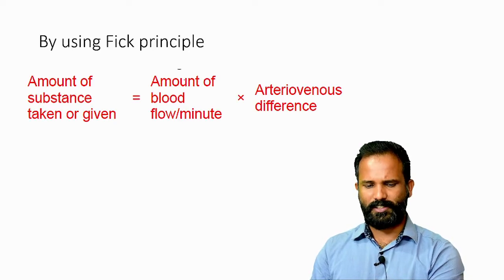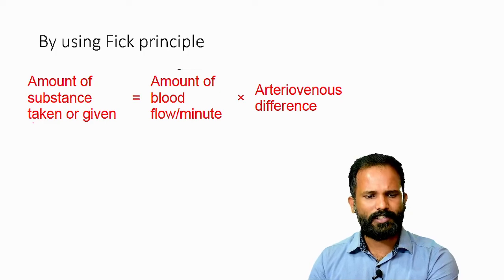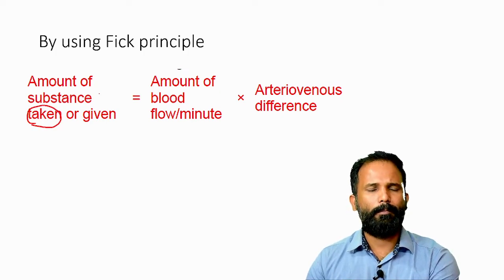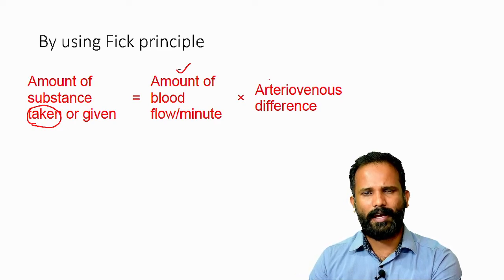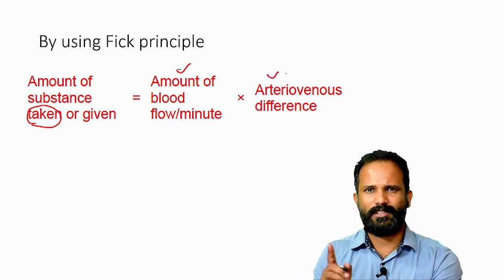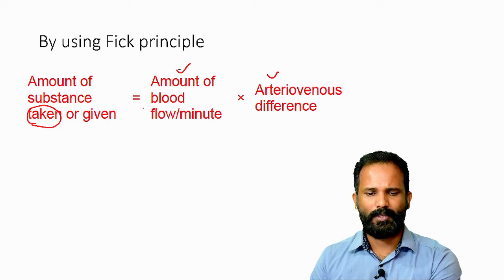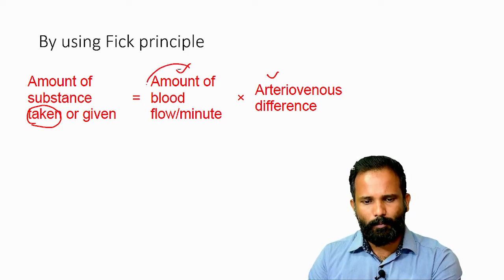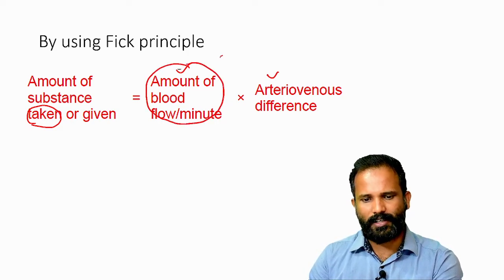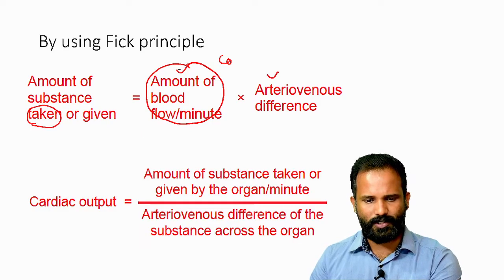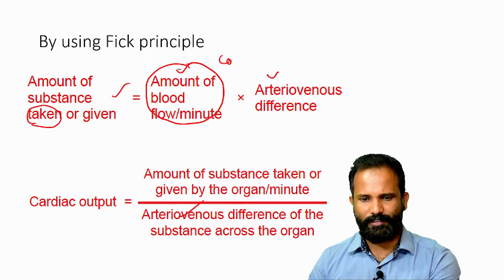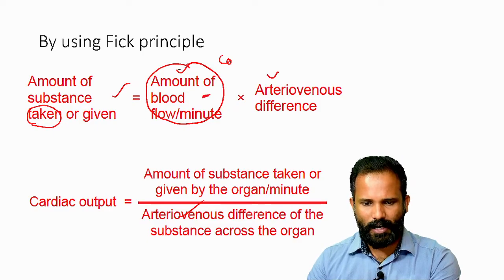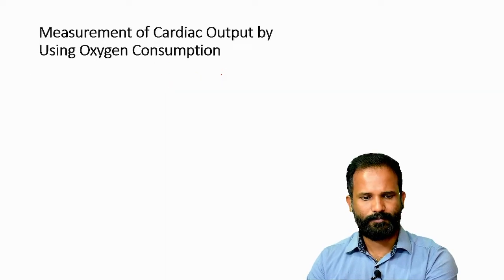What Fick's principle states is that the amount of substance taken up by an organ is equal to the blood flow per minute to that organ times the AV difference of that substance across that organ. Modifying this, cardiac output is equal to the amount of substance taken up divided by the AV difference. So our concern is this.